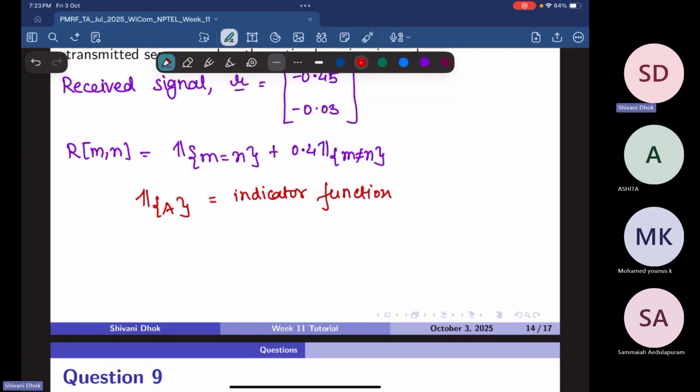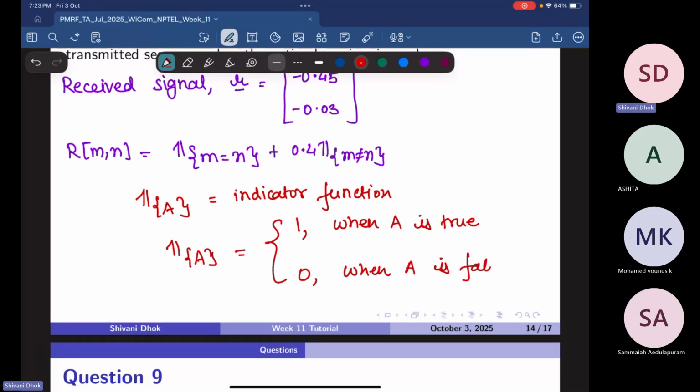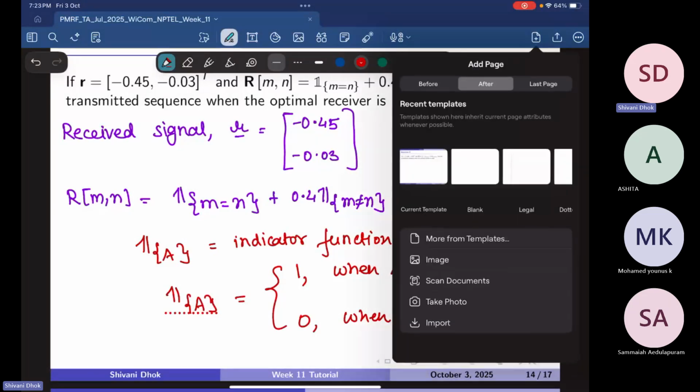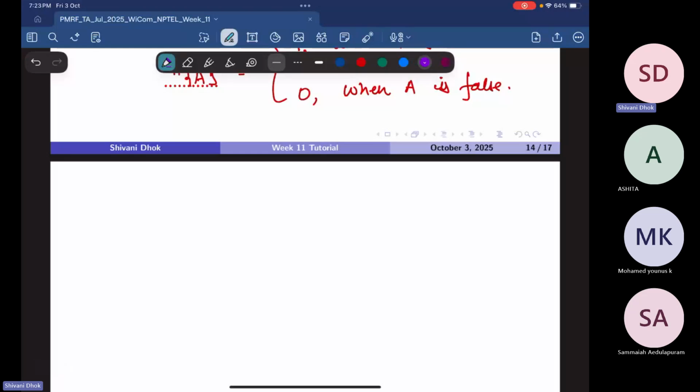This is a binary function. The indicator of A is equal to 1 when A is true, and it is 0 when A is false. Now this capital R is a 2 cross 2 matrix, so it will have 4 values in it. So what is given to us? I'll just rewrite that R value. R(m,n) is indicator of m equal to n plus 0.4 indicator of m not equal to n, and this m and n can take two values, that is 1 and 2.